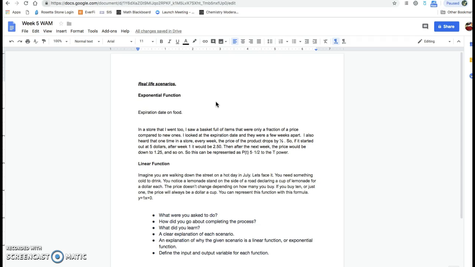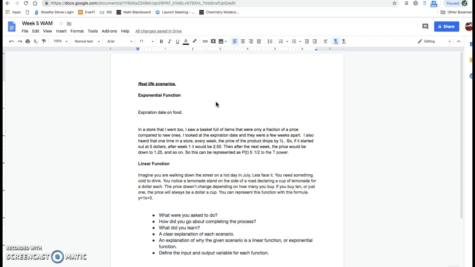I also heard that one time in a store, every week the price of the product drops by one-half. So if it started out at $5 after week 1, it would be $2.50. Then after the next week, the price would be down to $1.25, and so on. This can be represented as product equals 5 times 1/2 to the t power.